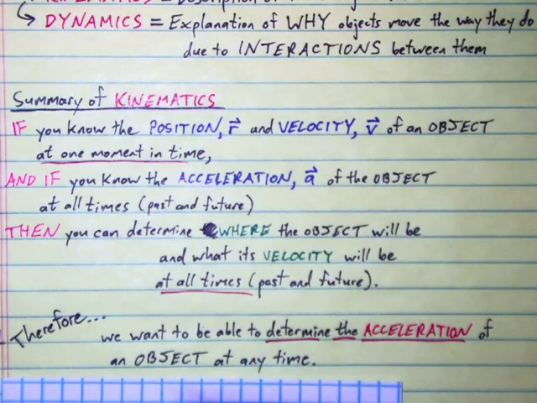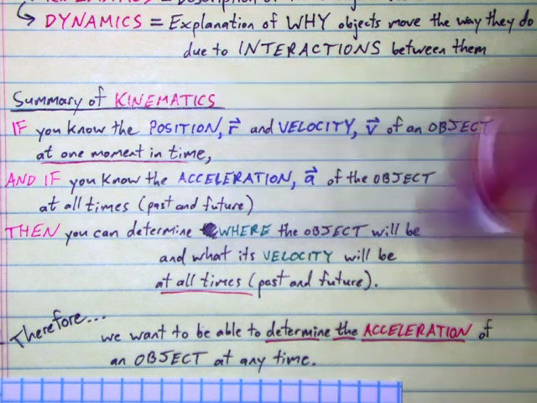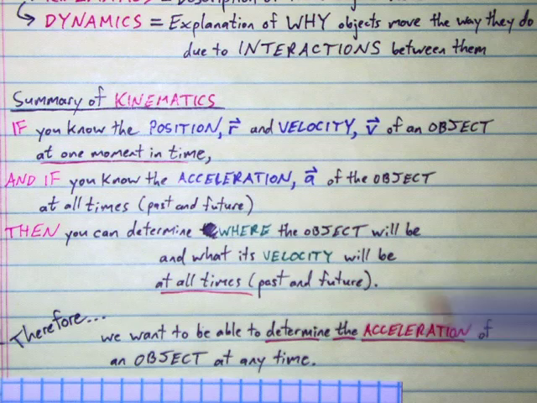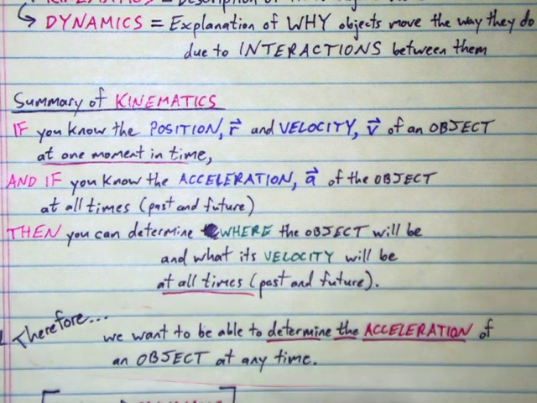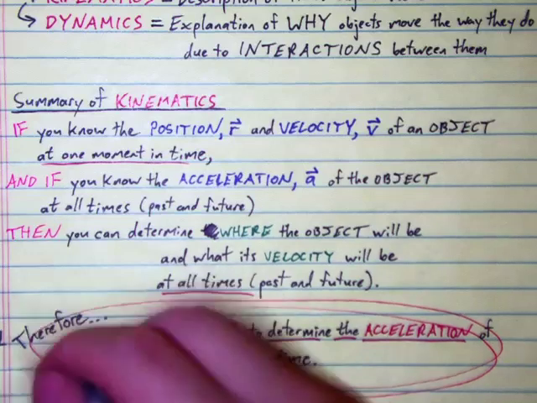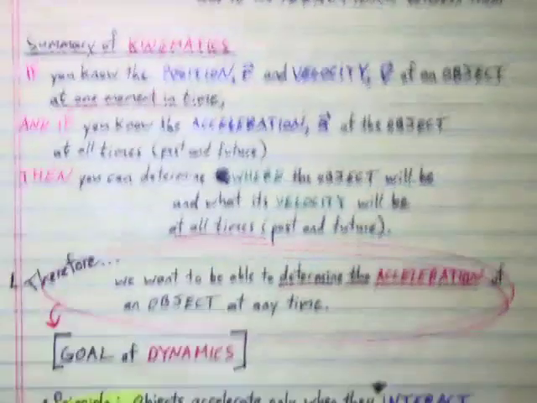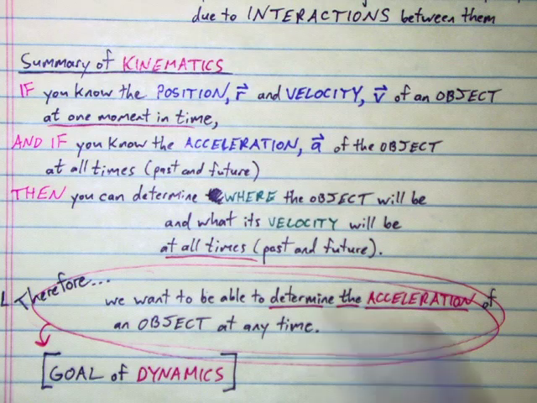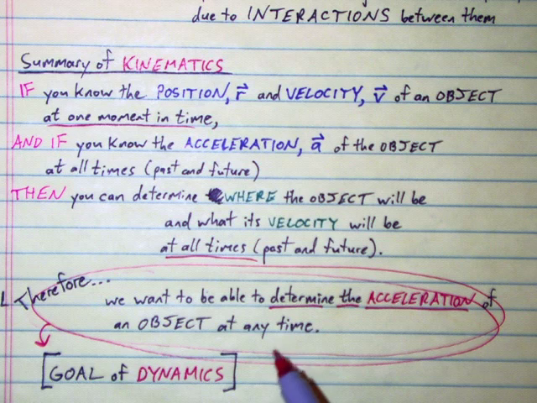Therefore, we want to be able to determine the acceleration of an object at any time. That's our new goal. Because from what we know of kinematics, if we know its acceleration, we can get its position and velocity. So our new goal is to determine accelerations. And that is the goal of the subject of dynamics, to determine the acceleration of an object at any time that we would want to know it.